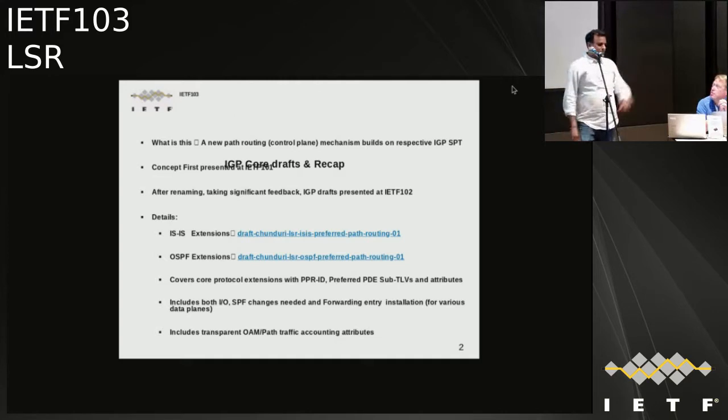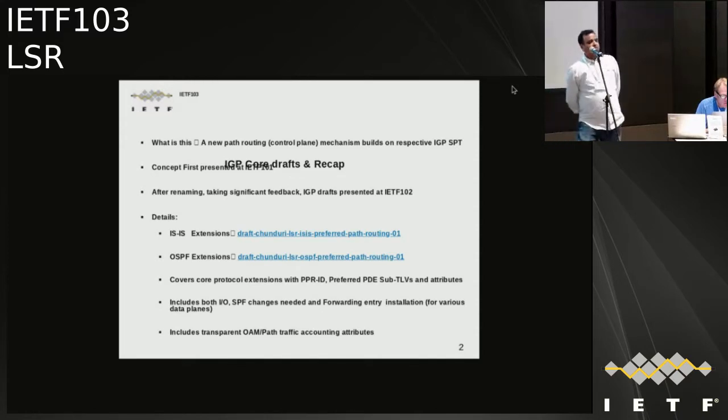It's totally messed up. Titles. Yeah, it's not pretty. Okay, so what is this? This is a new path routing mechanism in IGP. It uses shortest path routing, the same SPF, but the first value it brings is label stack reduction in SR.